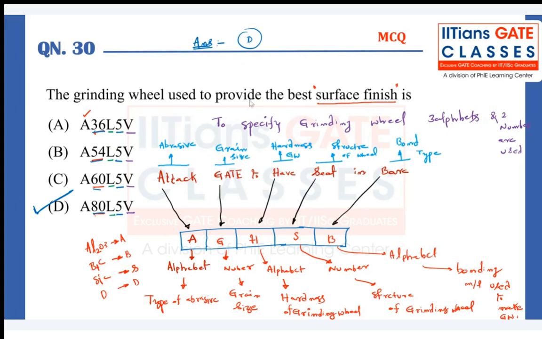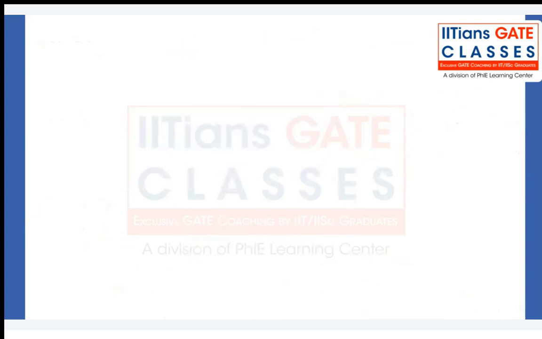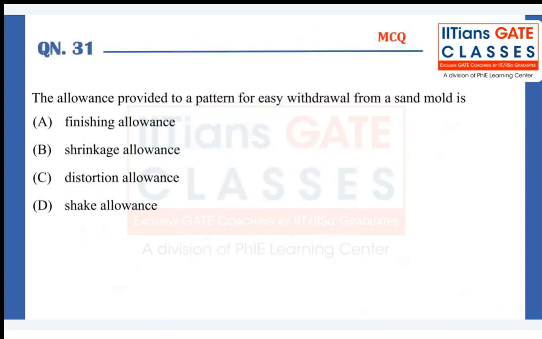Now let us move to the next question. Which allowance is provided to a pattern for easy withdrawal from a sand mold? We have discussed allowances. We have shrinkage allowances, machining allowances, draft or taper allowances, and also shake allowances and distortion allowances. First, we need to understand one thing. Now evaluate the question.